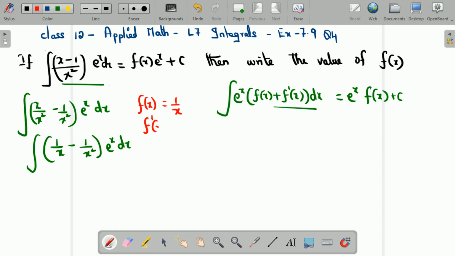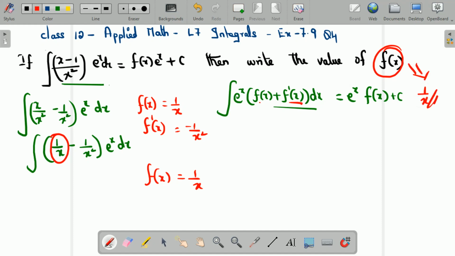So f'(x) is nothing but the differentiation of this, which is -1/x². So this is of the form e^x into [f(x) + f'(x)]. So we see that f(x) is going to be equal to 1/x. They are also asking you what is the value of f(x). So the value of f(x) is going to be equal to 1/x.